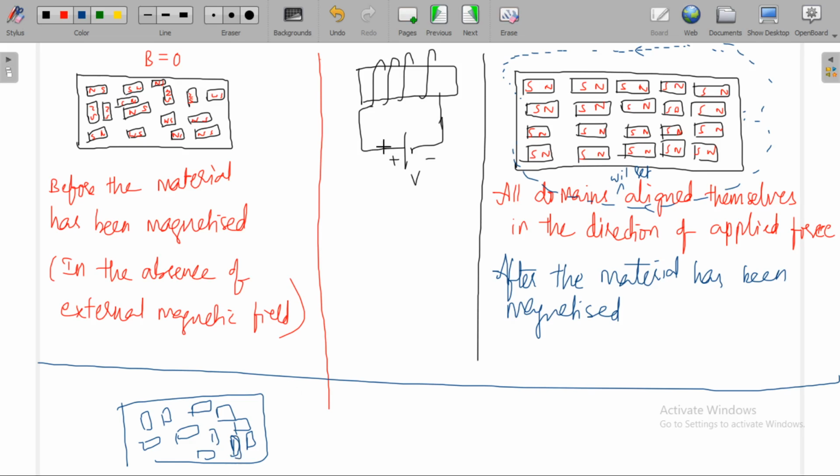As long as the external source, the external magnetic force, is present, these domains will get aligned themselves in one particular direction like this. After removal of supply, after the removal of the external field, the external force, again these domains will come back to their original positions.